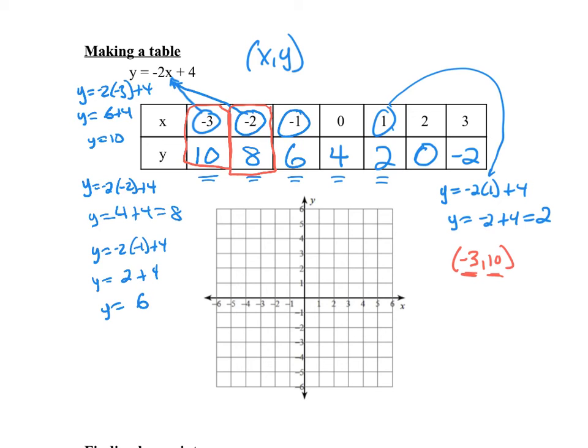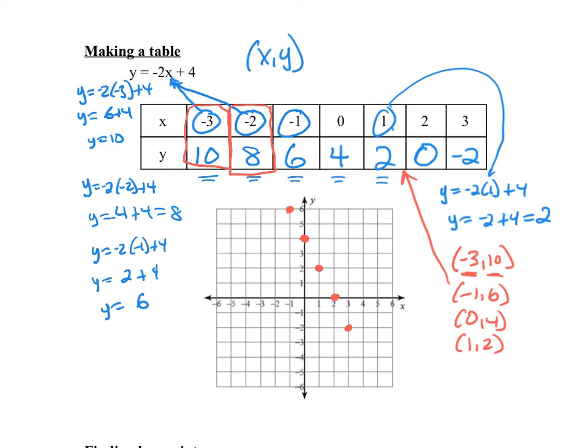So let's graph those. Negative 1, 6. So I'd go back 1, up 6. The next point is 0, 4. Write these down for you. So 0, 4 means I stay on the y-axis and just go up 4. And then I'm going to graph 1, 2. And I'm getting these points, remember, from the table that we made. 1, 2 would be over 1, up 2. 2, 0 would be here. And 3, negative 2 would be here.